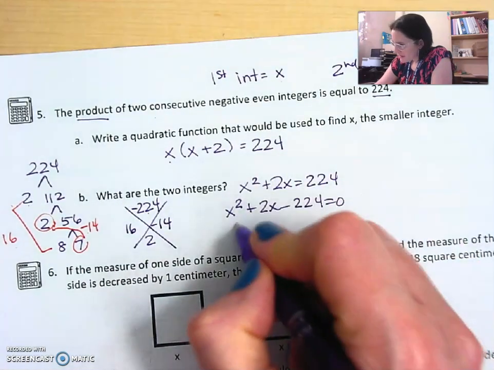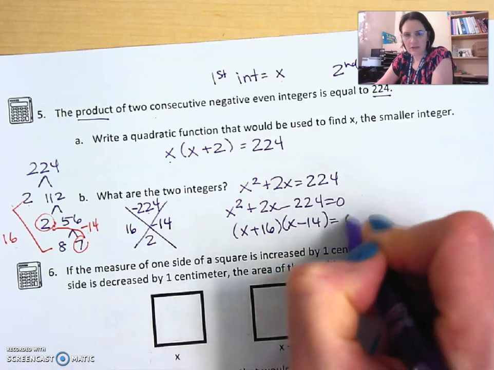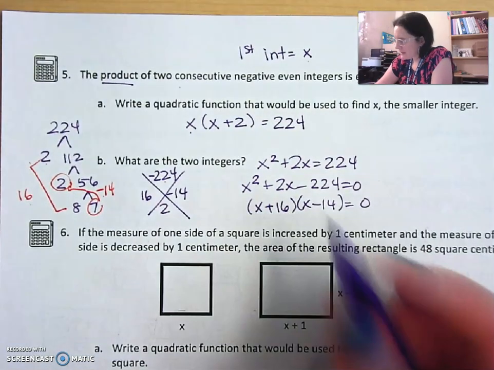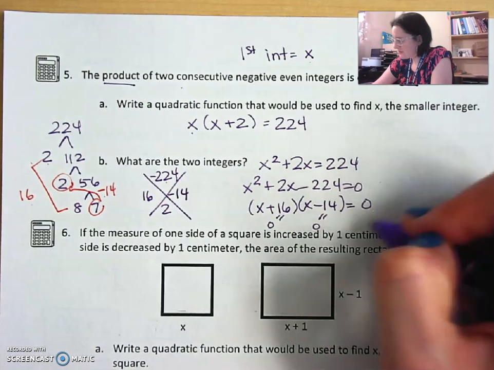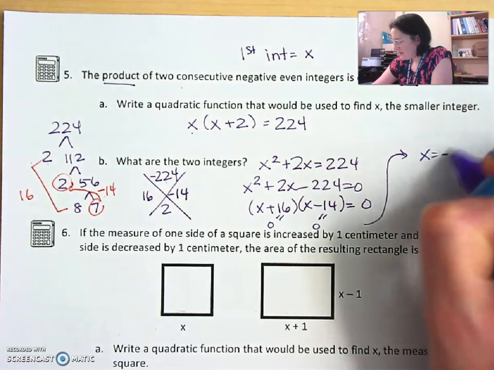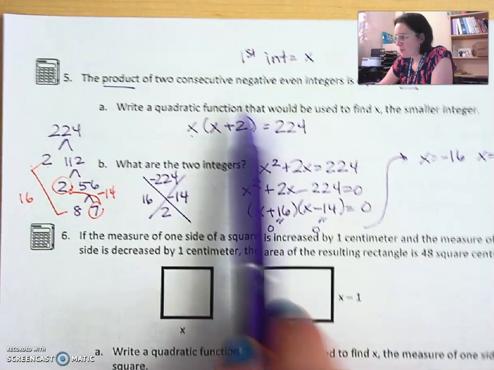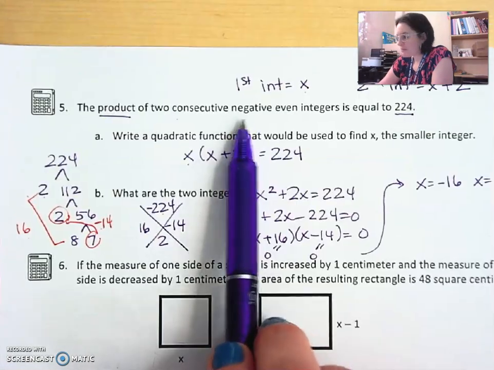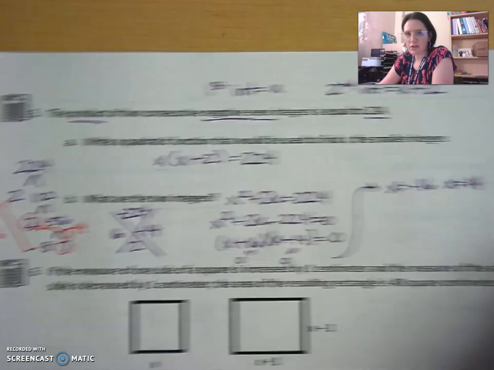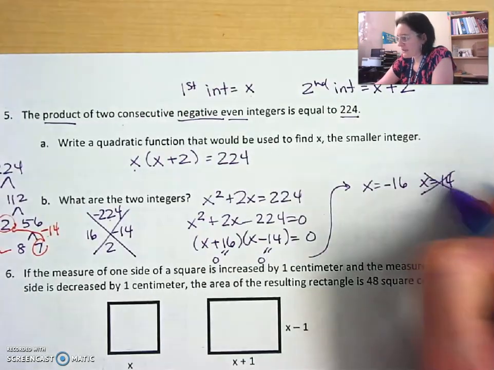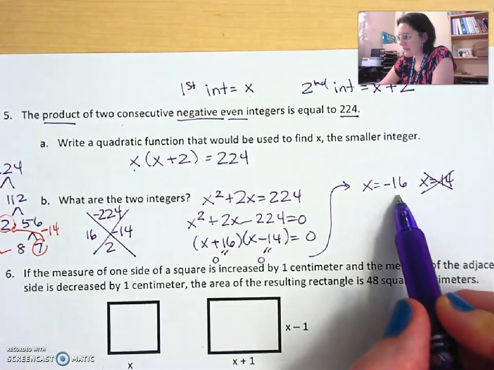So I have x plus 16 times x minus 14 equals 0. So then setting those equal to 0 individually and solving gives me negative 16 and positive 14. And when I go back to the original problem, it says I'm specifically looking for negative even integers. So that rules out positive 14. So that means I have only one answer to this problem, x equals negative 16.